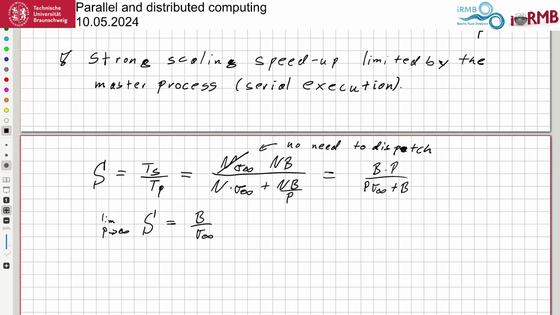So adding more workers... I mean, you have to imagine b divided by sigma infinity is of course a finite number, and this is if one worker does everything. So the maximum amount that you can speed this up is by b divided by sigma infinity for an infinite amount of workers. So it may be okay, but it may also not be okay.